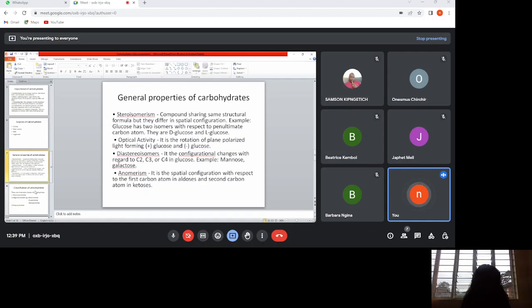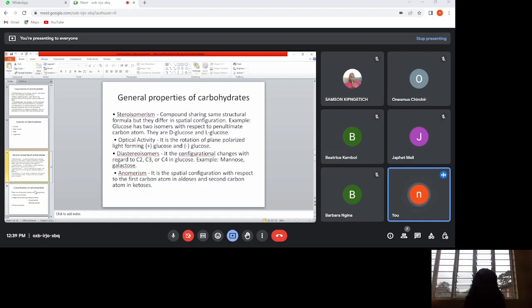Another property we have is diastereoisomers. Some carbohydrates differ in their configuration with regards to either carbon number 2, number 3, or number 4 in glucose molecules. For example, you have a difference in structure of mannose and galactose. Though they have the same number of carbon atoms, they differ in their spatial configuration.